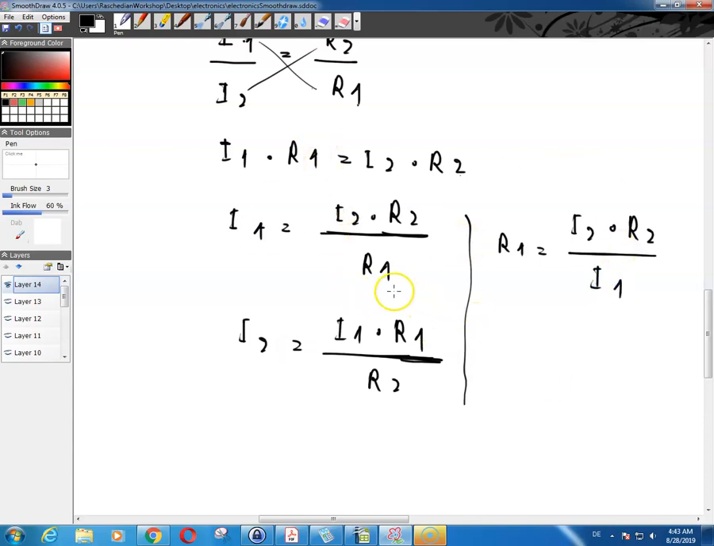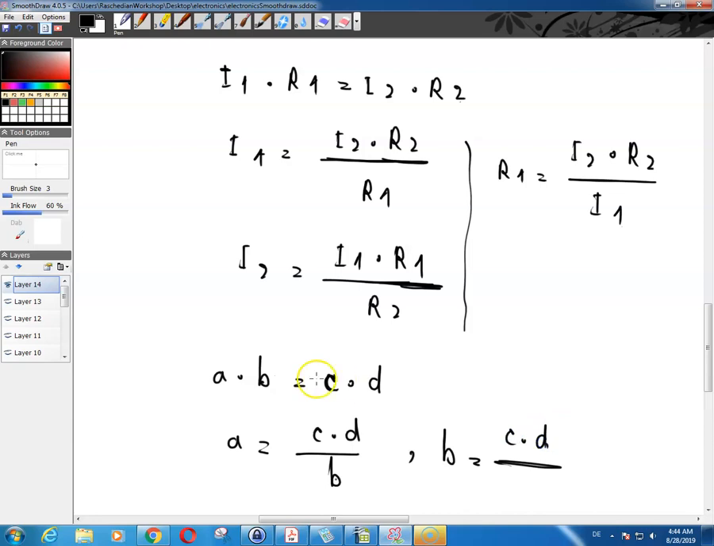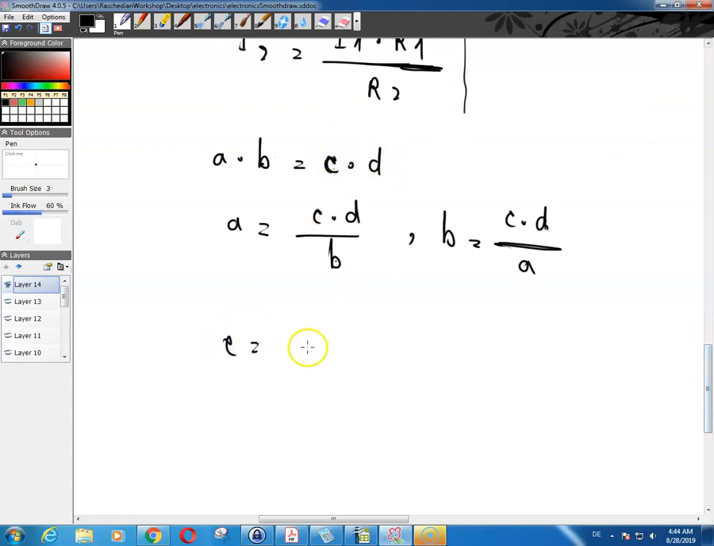This is all just simple algebra, meaning that if you have A times B equal to C times D, to solve for A you can write A is equal to C times D divided by B. Solve for B, you would get B is equal to C times D divided by A. You want to solve for C, C would be equal to A times B divided by D. And solving for D, you would get A times B divided by C.